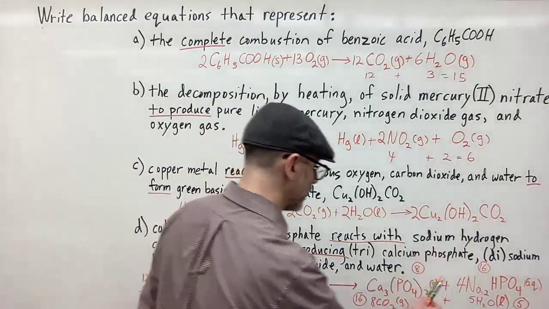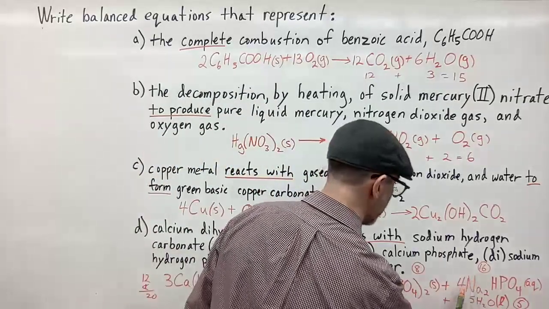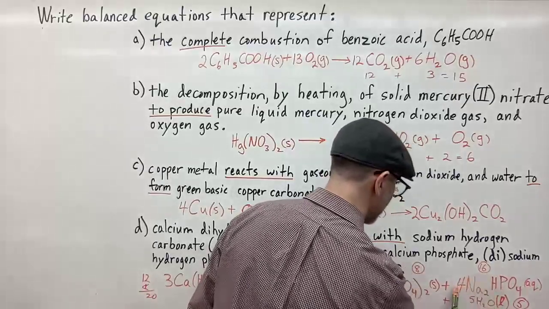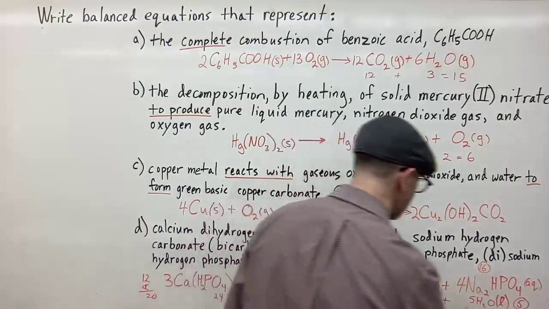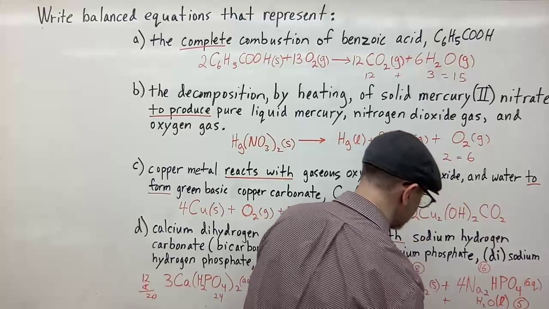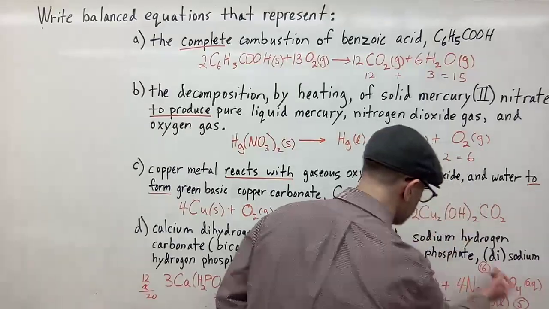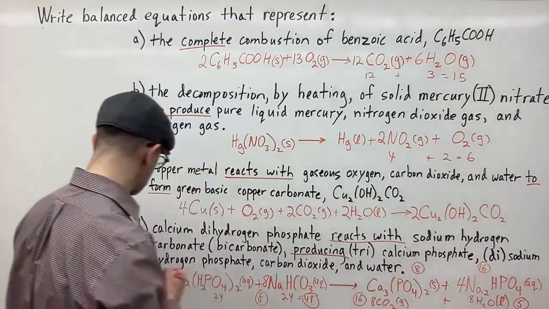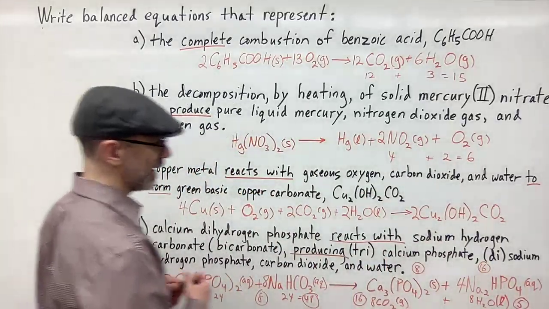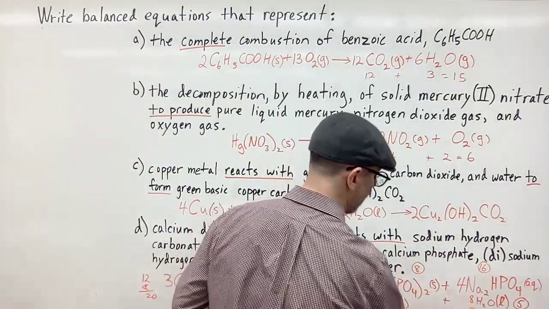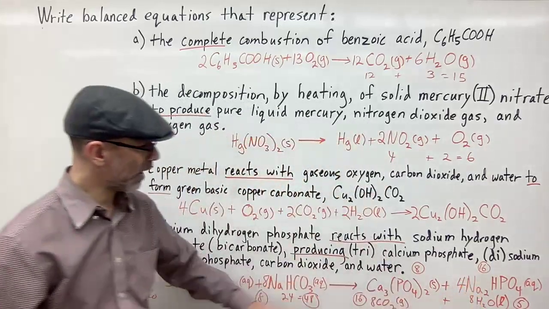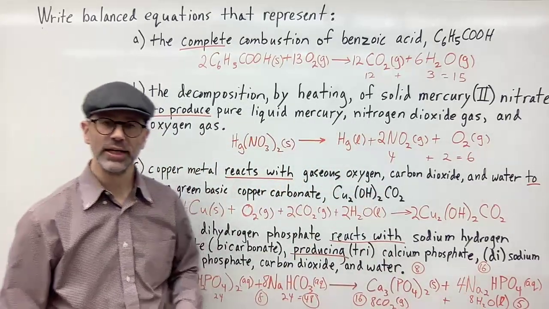So here, I need 20. So I have 4 on this side. I need 16. So this is going to be an 8. So 8 times 2 is 16 plus the 4 is 20. So now my hydrogens are balanced, which means that now I have, instead of 45, I have 48. So now I have my balanced equation.